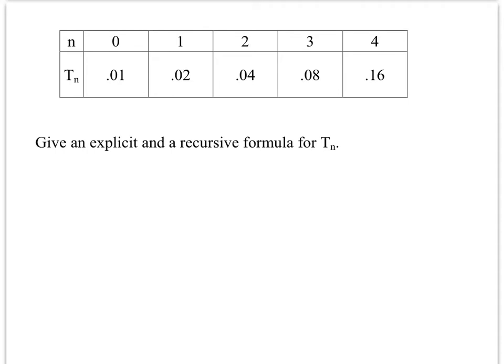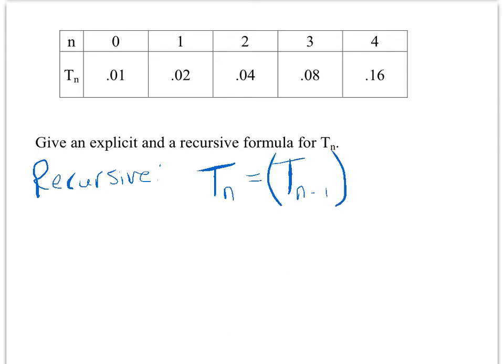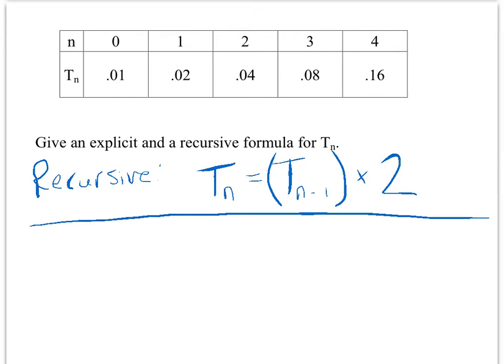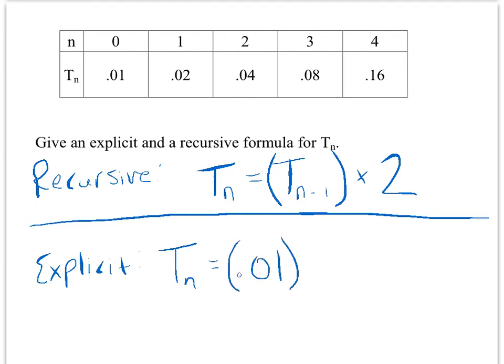Let's see if we can use this information to write an explicit and a recursive formula for T sub n. So for recursive, I would say T sub n, the thickness after n folds, is equal to the previous thickness, which we denote T sub n minus 1, times 2. Just double it, because you fold it in half again. And then for explicit, we're going to start with 0.01 centimeters, and we double it over and over and over again. In fact, we double it n times. We're going to multiply by 2 n times. So we write that as times 2 to the n. So there are our two formulas.